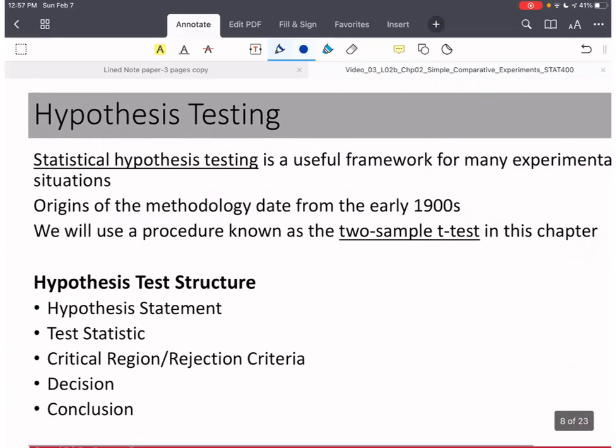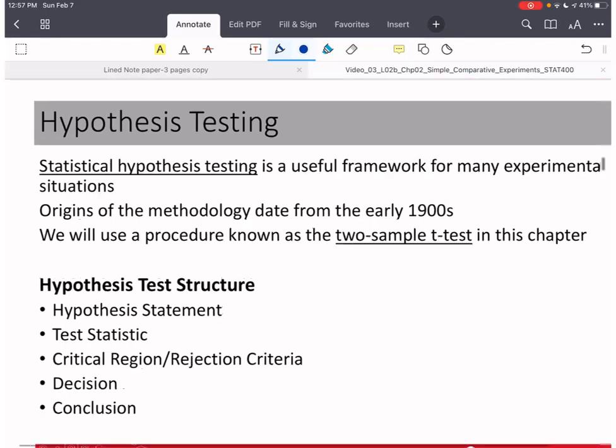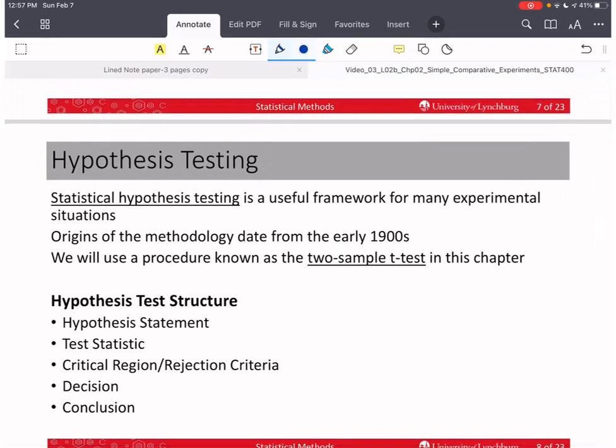So let's talk about hypothesis testing. Statistical hypothesis testing is a very useful framework in many of the experimental situations, especially in this class. We'll use it a lot. But in the practice of statistics, it's very common to use hypothesis testing.